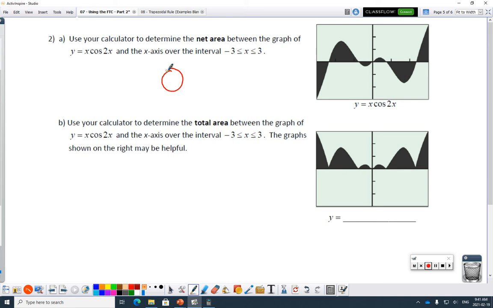It says use your calculator to determine the total area between the graphs. That is, find the area part of it. How can I switch all of these little areas from negative to positive so I do get the actual area, the actual shaded in spot? What am I going to type in my calculator instead?